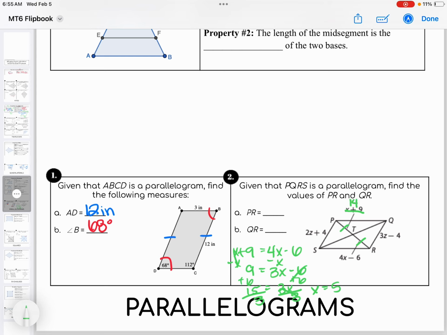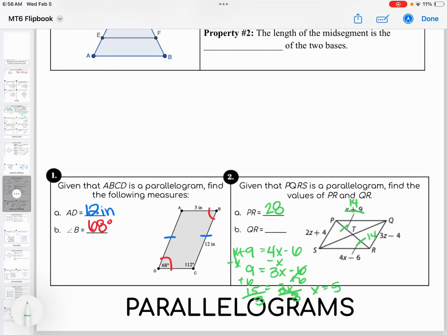And then this should also be 14. So I know that PR together is going to be 14 and 14, which is going to be 28. So that was helpful in finding what PR was. Now we're looking for what QR is.